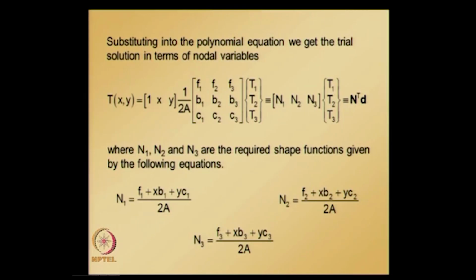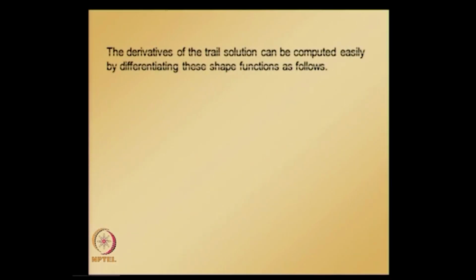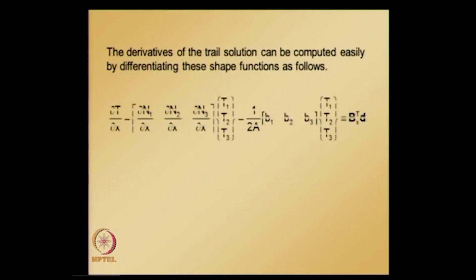The derivative of all these N's with respect to x and y is going to be a constant. So, that is why the 3 node triangular element is also called the constant strain triangular element, or CST. T can be written as N1 T1 plus N2 T2 plus N3 T3. So, the derivative of the trial solution T with respect to x and y can be written like this.